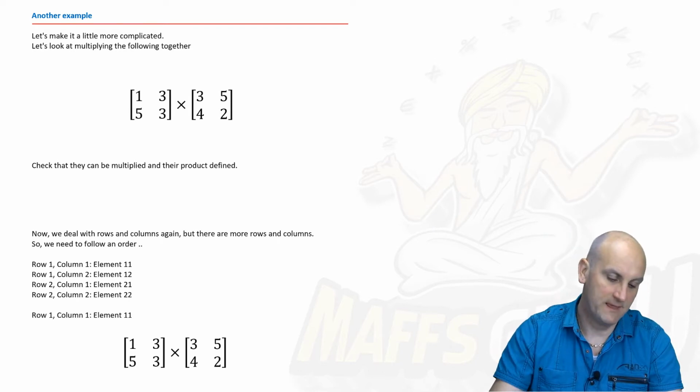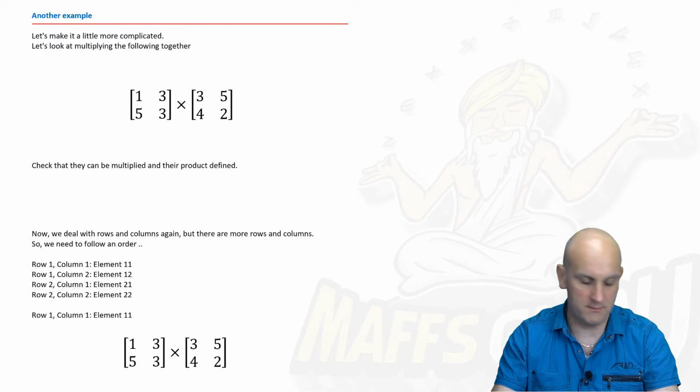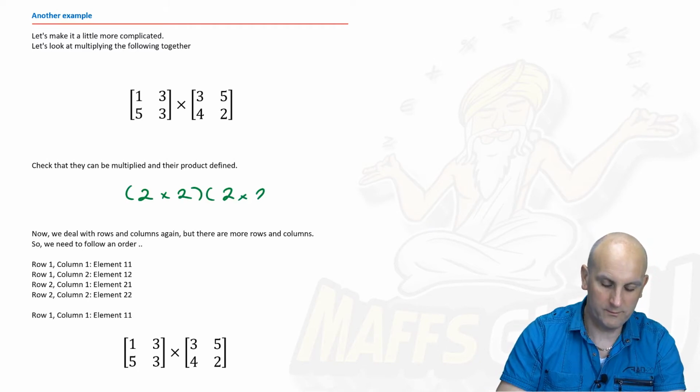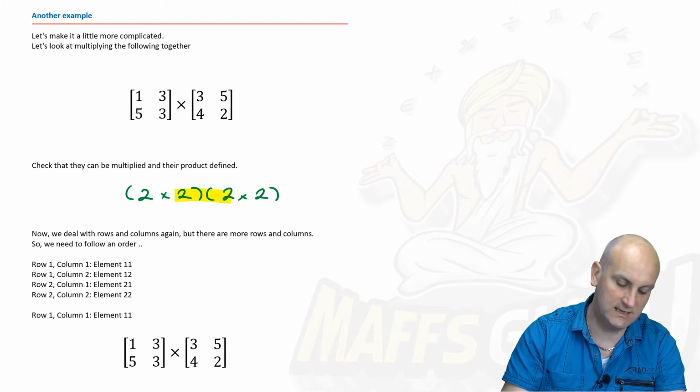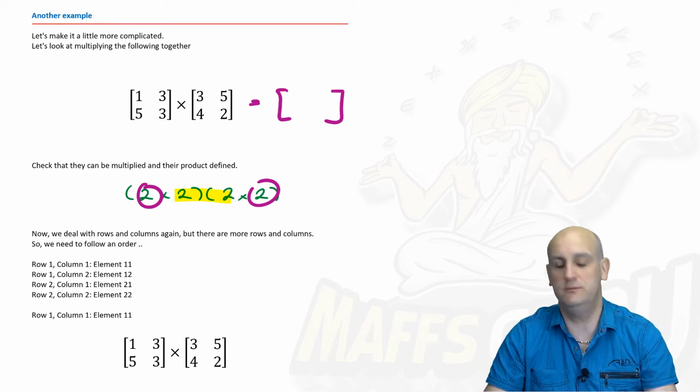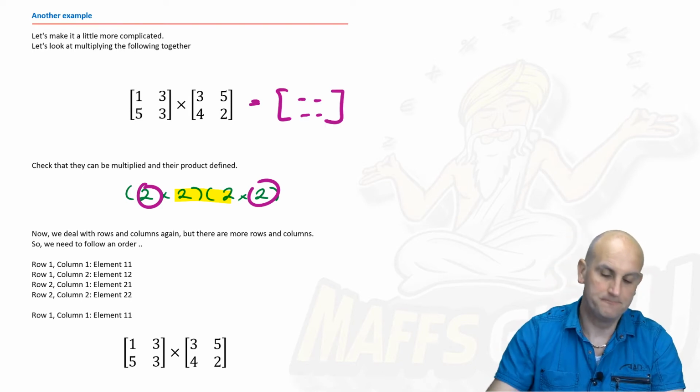Okay, so let's see. Firstly, can we check that they are going to be multiplied? We can indeed. So that is a 2 by 2 and a 2 by 2. So are the middle values the same? Yes, and then the outer values tell me the order of my matrix. It's going to be a 2 by 2, so 2 rows and 2 columns.